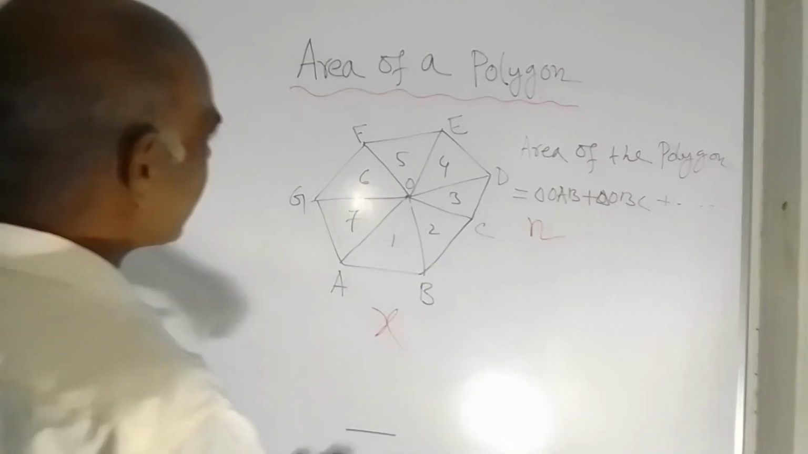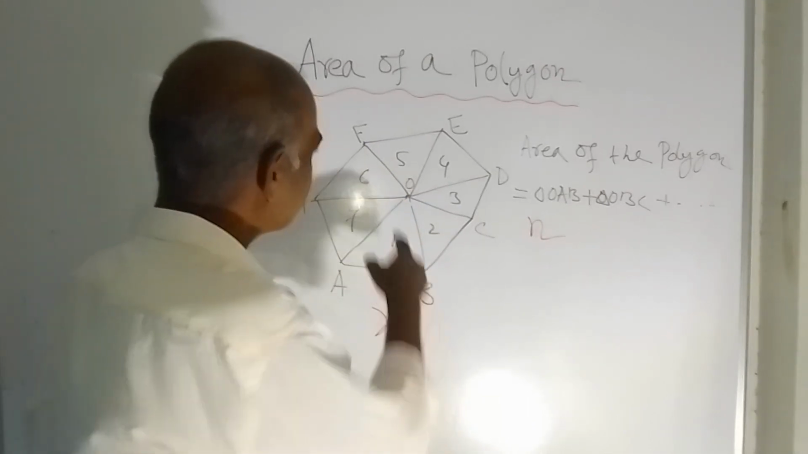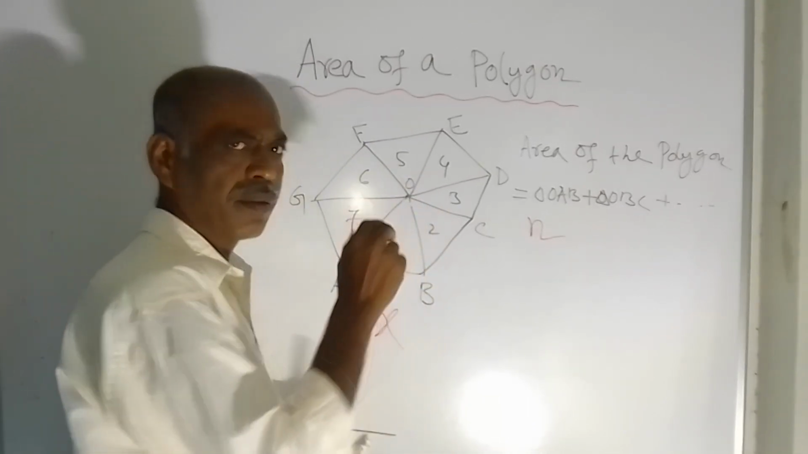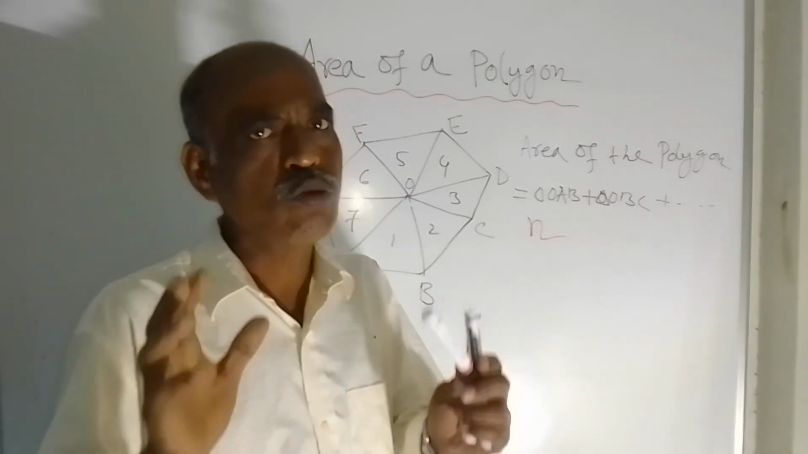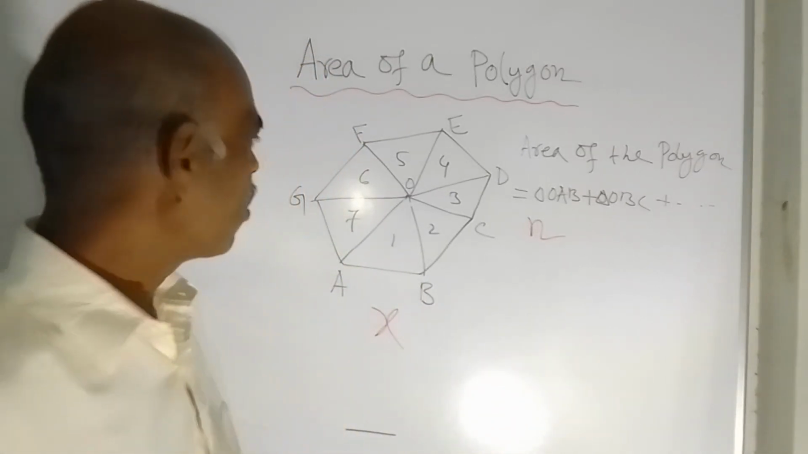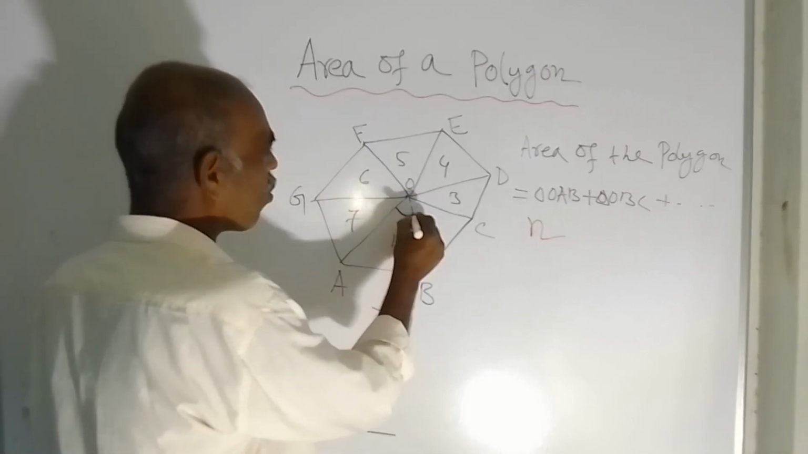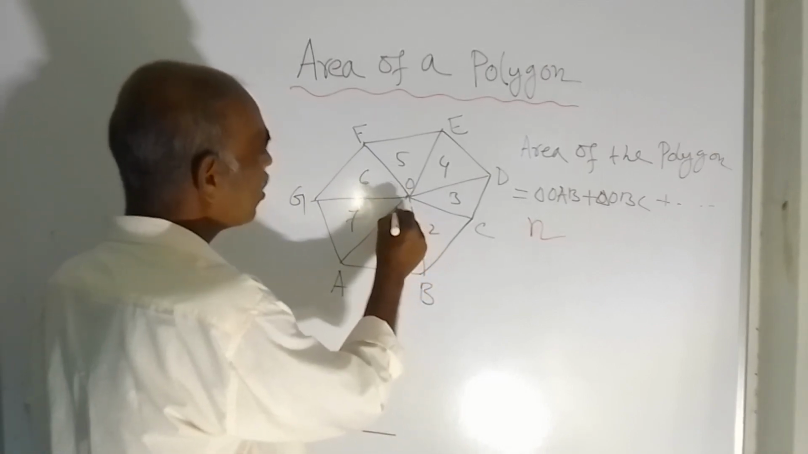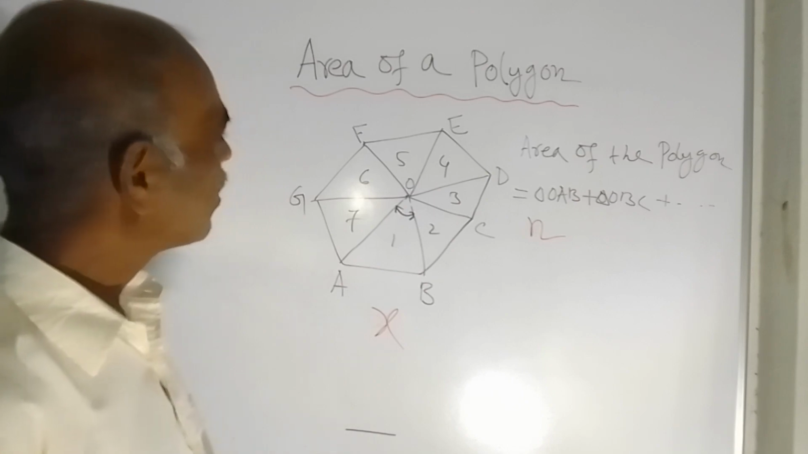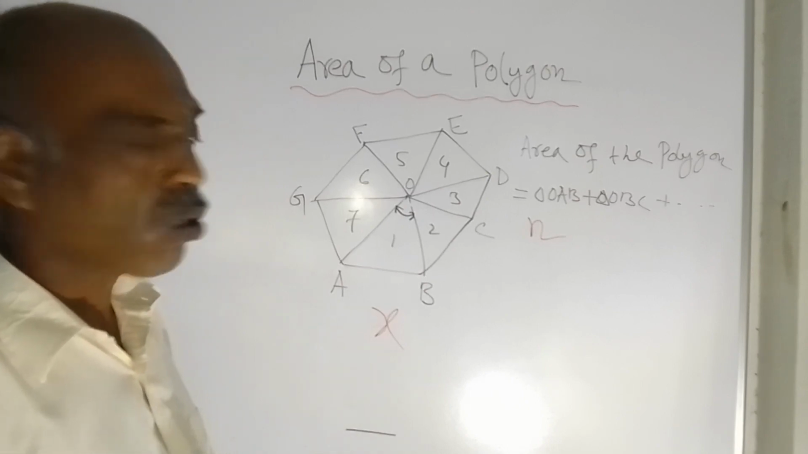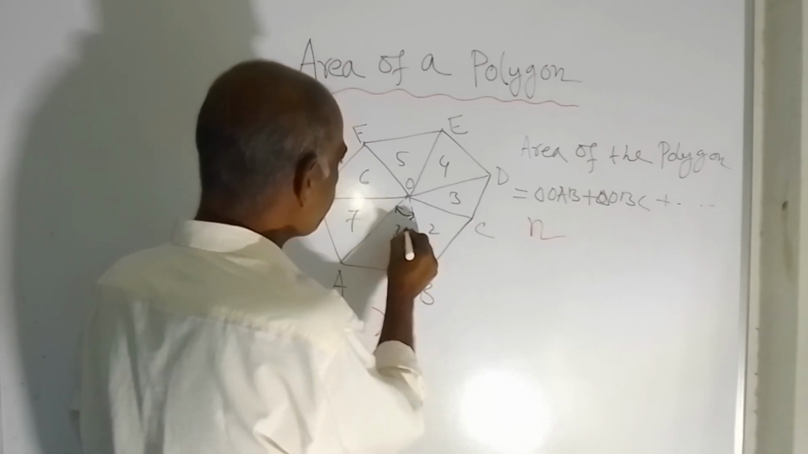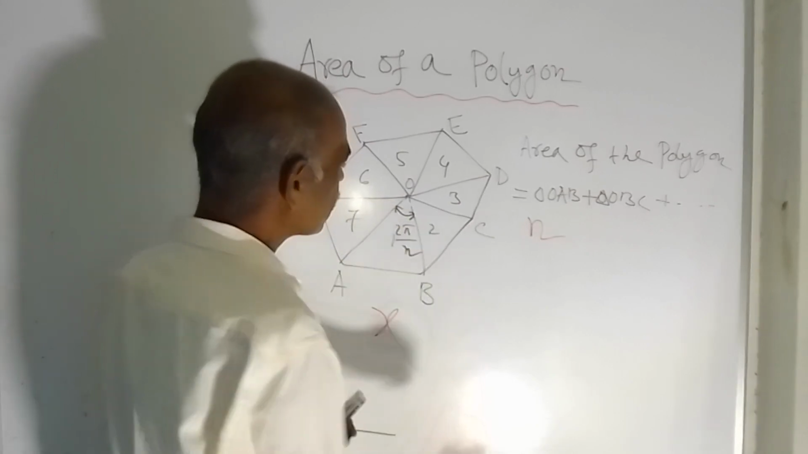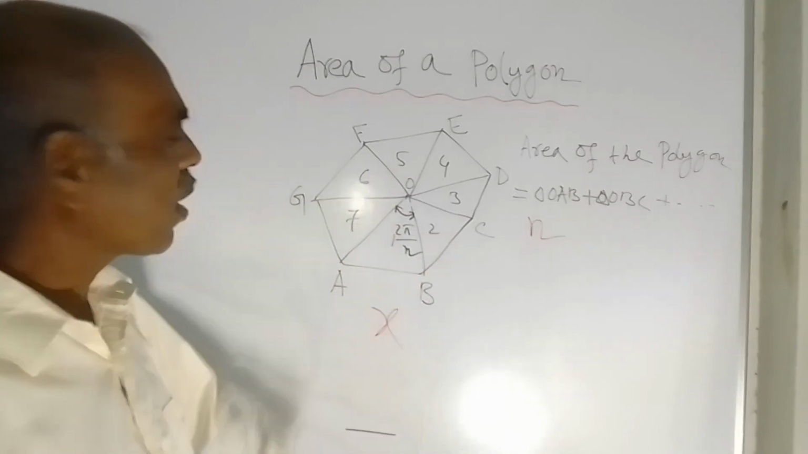So if there are n number of triangles, the angle surrounding the point O is 360 degree or 2 pi. Then what is the angle for only one triangle? That is equal to 360 degree by n or 2 pi by n. So this angle is equal to how much? 2 pi by n. This angle is 2 pi by n.